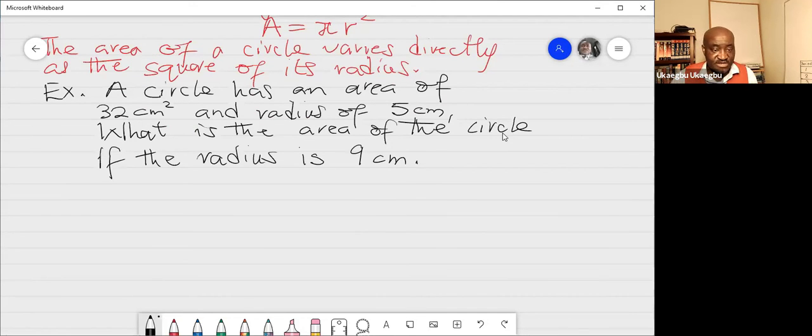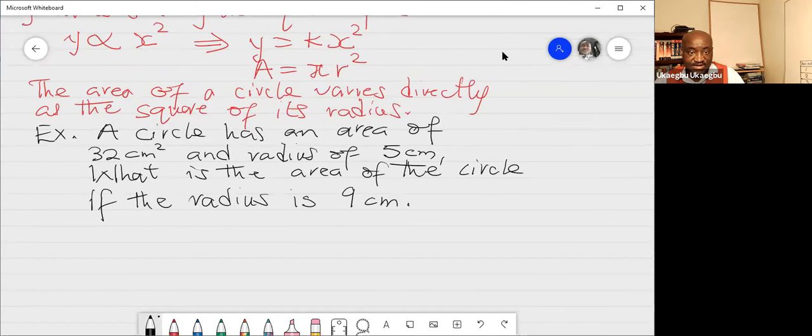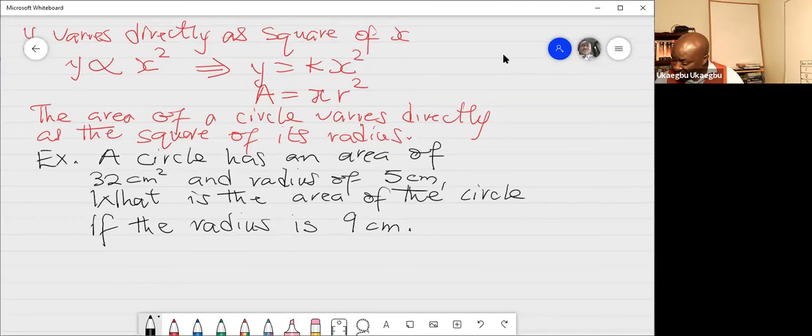It doesn't have to be based on a circle. It can be based on any other two quantities. I just chose a circle because there's already a formula that looks like this. That's the only reason why I chose a circle.